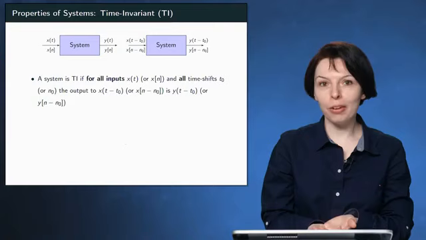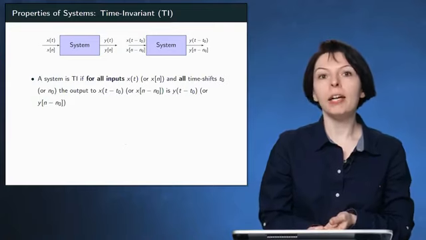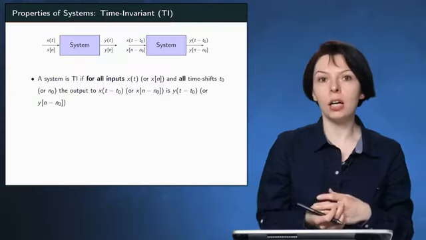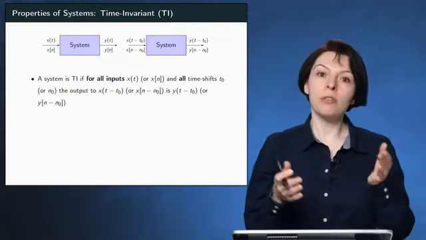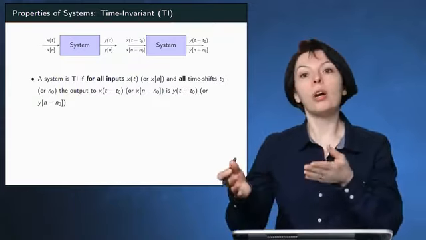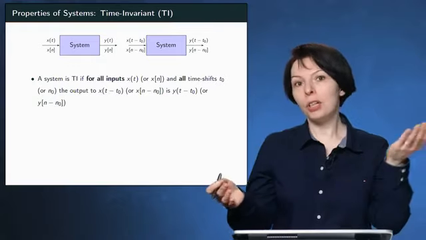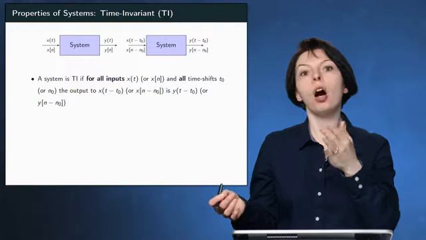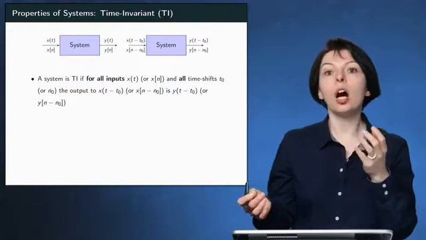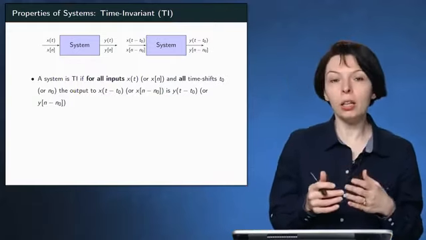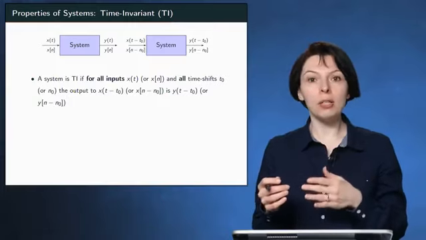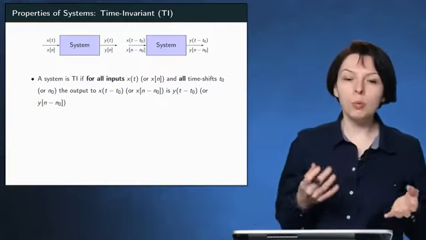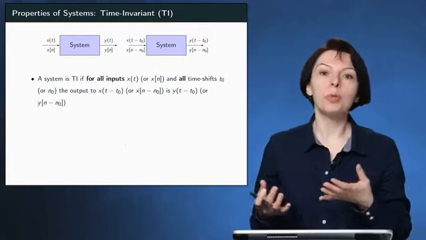A system is time invariant, or TI, if for all inputs x of t and all time shifts t naught, the output to x of t minus t naught is y of t minus t naught. For the case of discrete time system, a system is time invariant if for all inputs x of n and all time shifts n naught, the output to x of n minus n naught is y of n minus n naught. In other words, the response of the system is not time dependent.